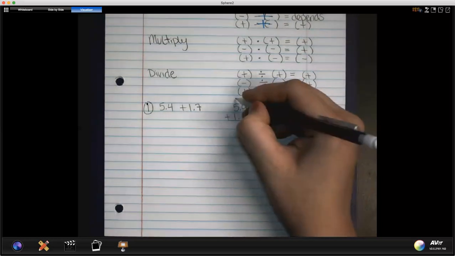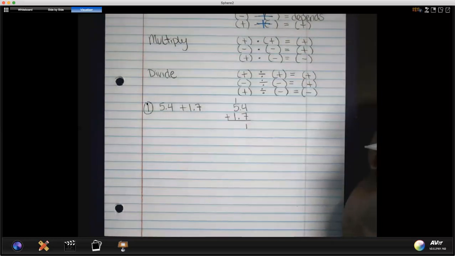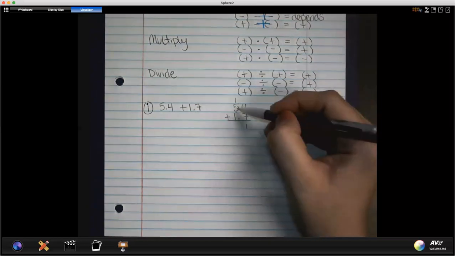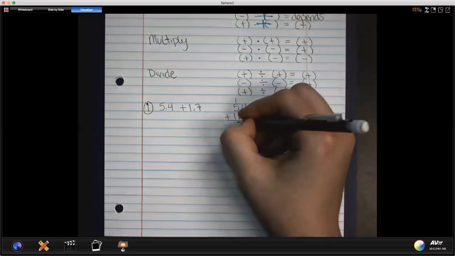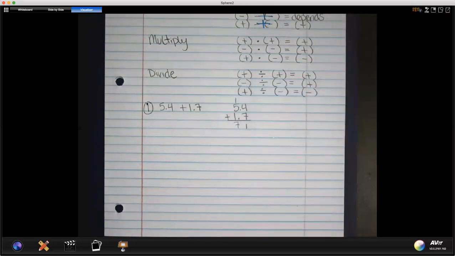We put the what? 1. Okay, and 1 plus 5 plus 1 is 7. Now, how do we know where the decimal goes? Yes, Maddie?